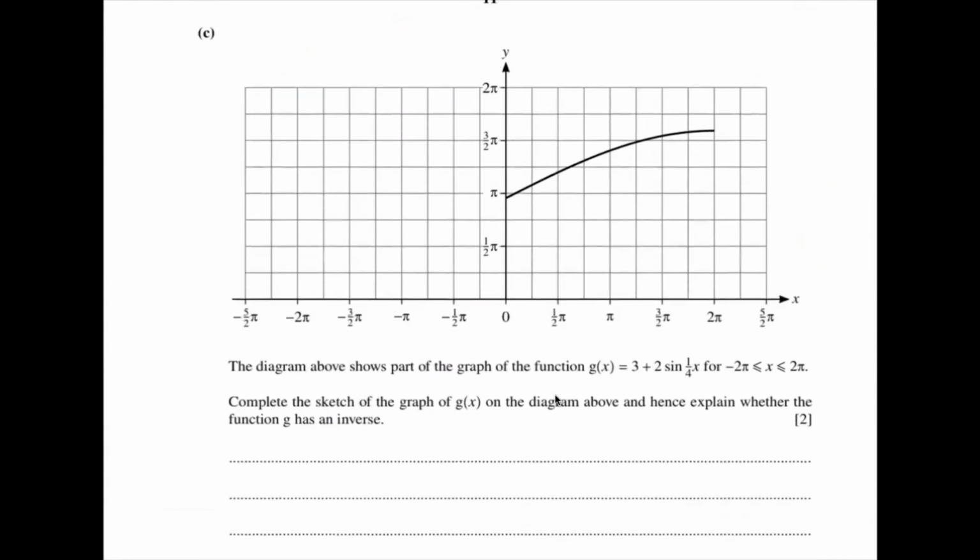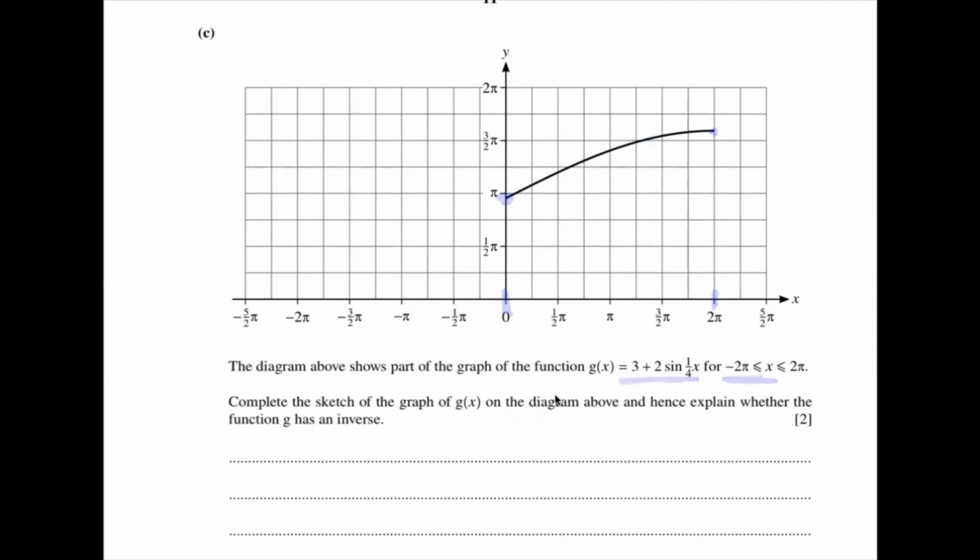In part C, we have been given function g, 3 plus 2 sine half x. And this function is defined from minus 2 pi to 2 pi, but they have only shown the graph from 0 to 2 pi. Complete the sketch of the graph of g of x on the diagram above and hence explain whether the function g has an inverse or not. So this function is just drawn from 0 to 2 pi right now. We have to complete it from 0 to negative 2 pi as well.